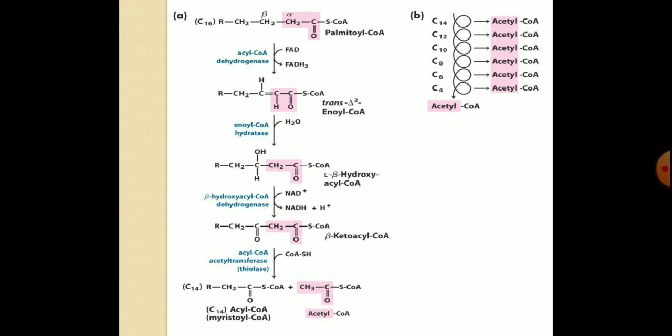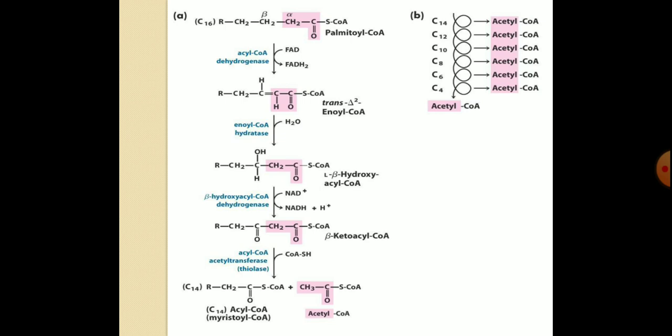Now this L-beta-hydroxyacyl coenzyme A undergoes dehydrogenation reaction. In this reaction, NAD plus acts as hydrogen acceptor and there is formation of beta-ketoacyl coenzyme A. Beta-ketoacyl coenzyme A is finally cleaved in presence of enzyme acyl coenzyme A acetyltransferase.